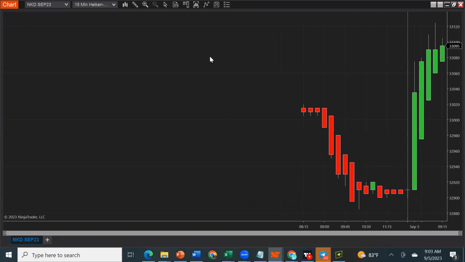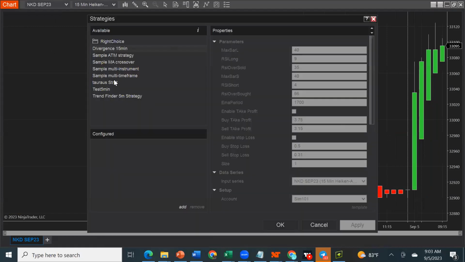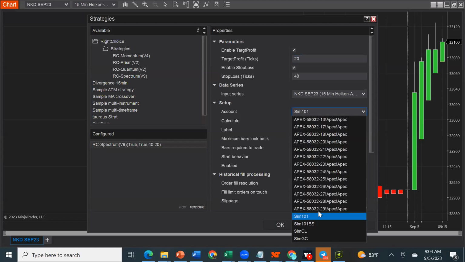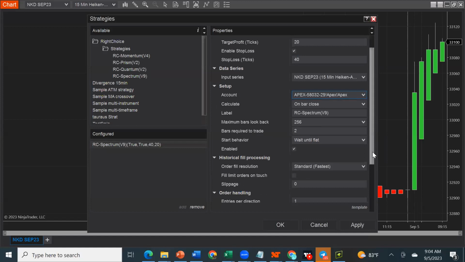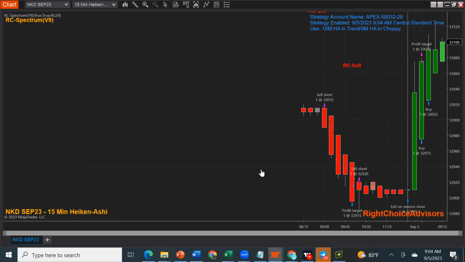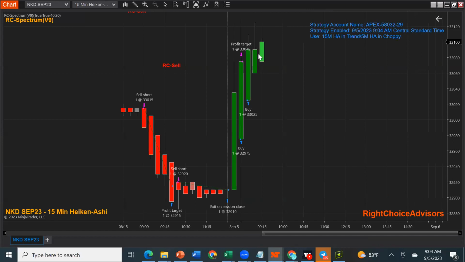If I want to enable a strategy, I have to right click on the chart, strategies, and then go to this folder and select, for example, if I want to run using Spectrum, I'll say 20 ticks as my target, 40 ticks as my stop loss, and just enable it. If you want to select some Apex account, you can select those, or you can run on simulation accounts, or on your personal accounts. It is up to you which one you want to run. And then you'll say apply, and it will start taking the trades.